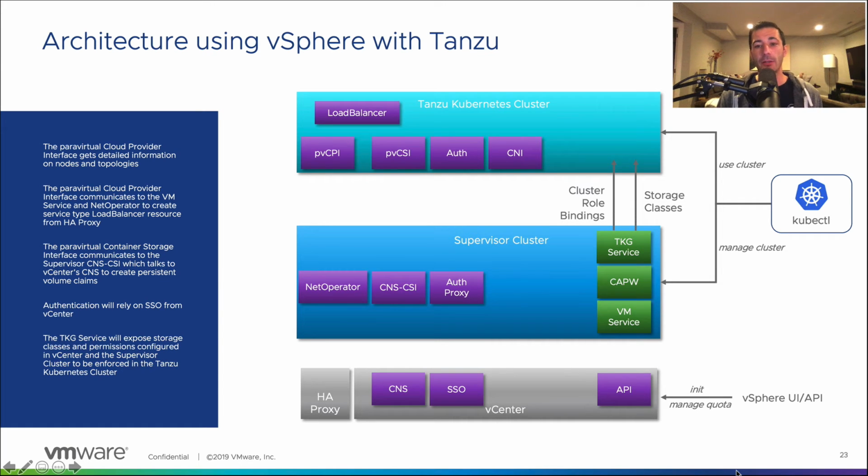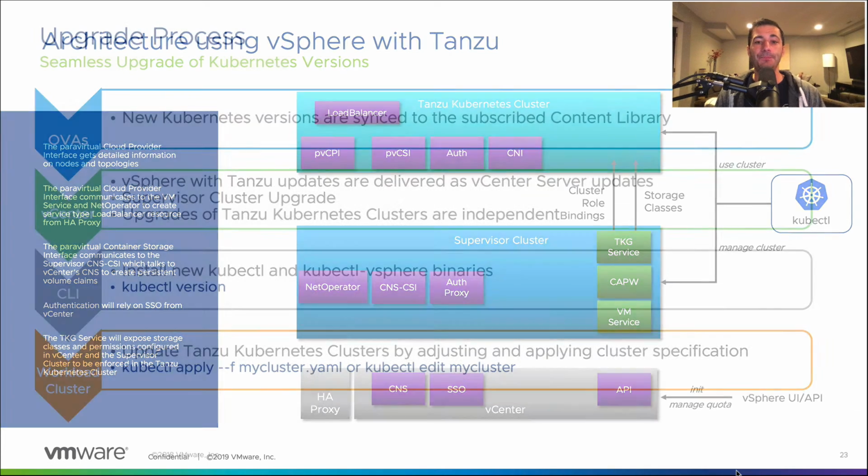Lastly, we have what's called the TKG service. What this does is expose different storage classes as well as permissions that are configured as a part of vCenter. As I mentioned before, we talked about being able to have those labels that then get turned into storage classes, or VM storage policies. Those are then exposed into the Tanzu Kubernetes cluster and can be used to say this is where a persistent disk, or a disk for a virtual machine, will actually reside inside of the cluster.